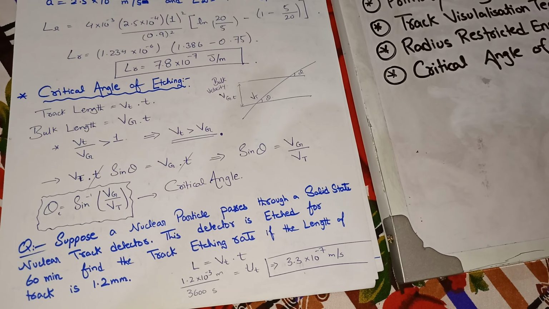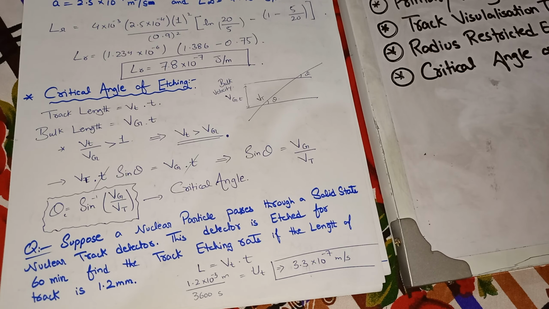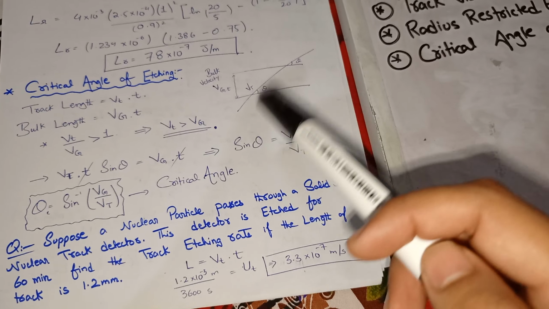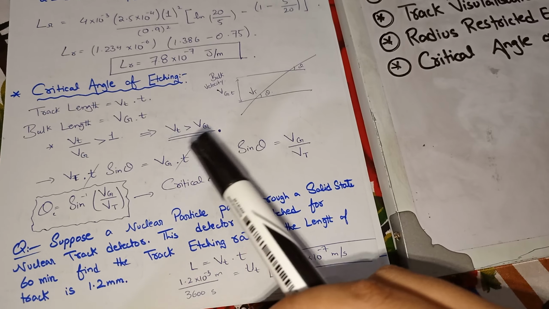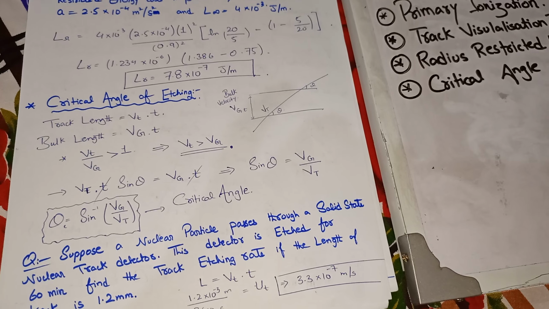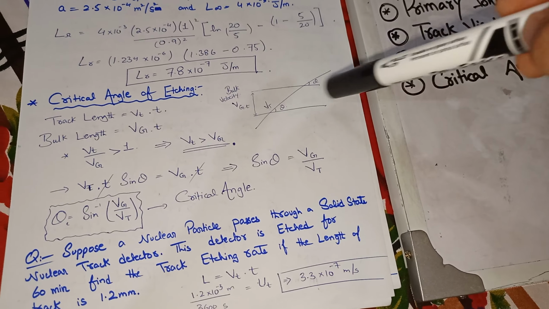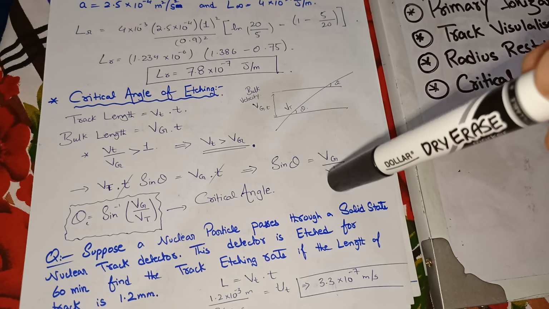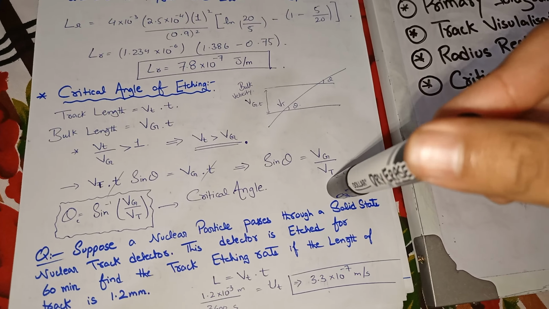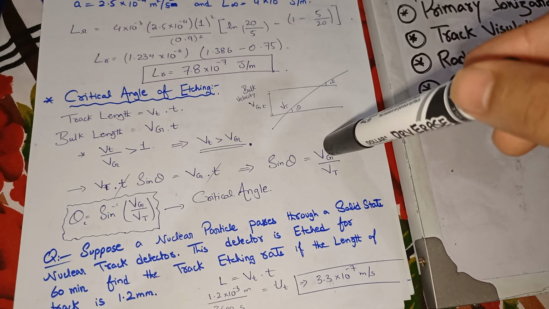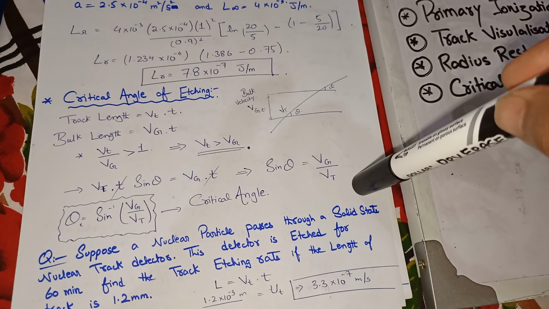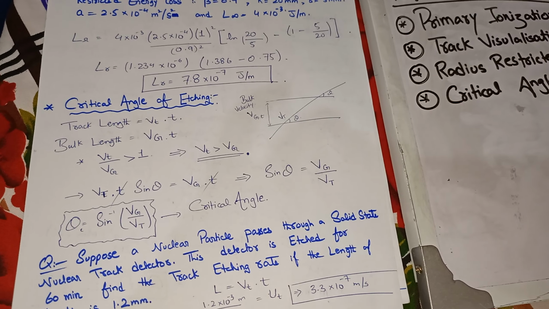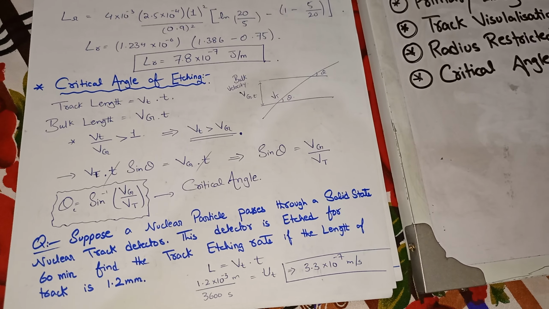Now because we are concerned with the critical angle, we have to find the angle theta, so we move everything else to the other side, and sine theta becomes equal to vg by vt, because vt is always greater than vg. So theta equals sine inverse of vg by vt. This is basically the formula for the critical angle of etching. So you can find it easily if there is a problem.